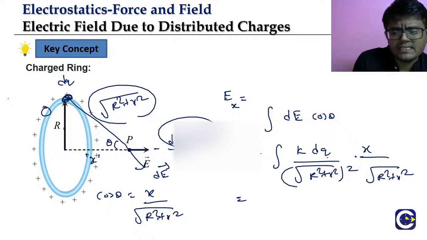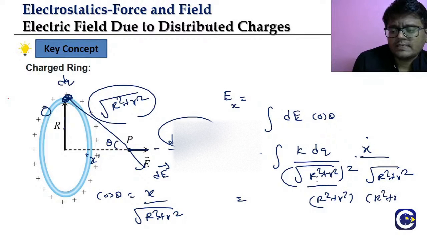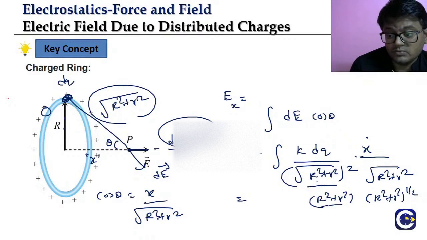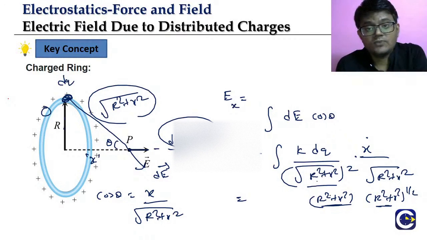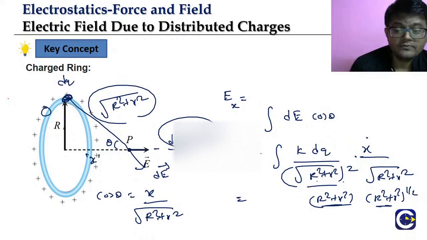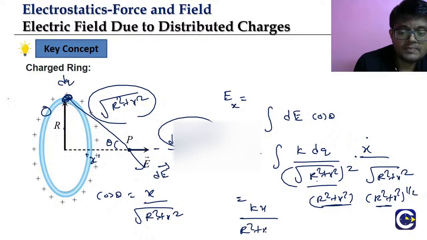So here k is a constant, it comes out. x is a constant, and in the denominator, root of r square plus x square squared is just r square plus x square. Multiplying by the root, it is r square plus x square whole power half, so altogether r square plus x square whole power 3/2. So this kx by r square plus x square whole power 3/2 comes out common.